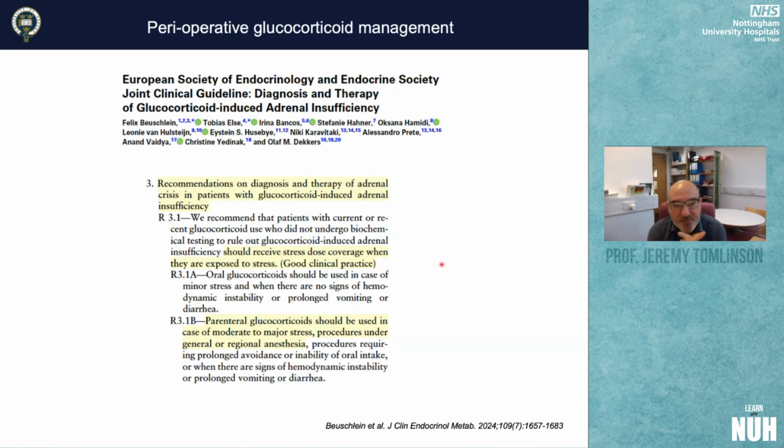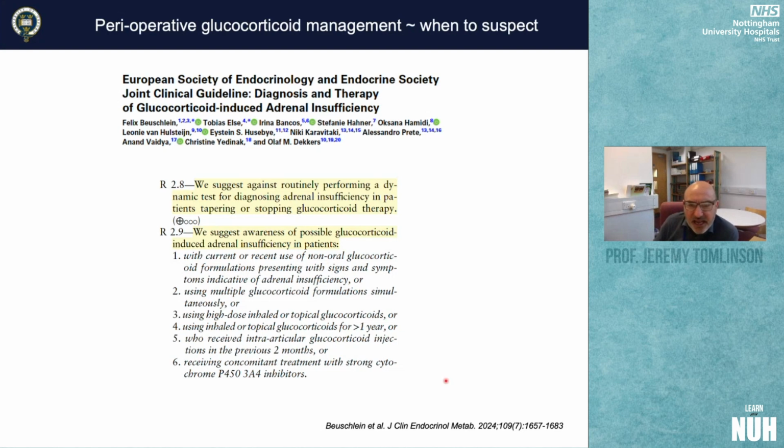And what do they recommend? Well, they recommend that patients with glucocorticoid-induced adrenal insufficiency should receive stress dose coverage when they're exposed to stress. That I think is very clear. But at times of major stress, and they include general or regional anaesthesia, parenteral glucocorticoids should be used. They did go on a little bit then to say, well, okay, how can you identify who the patients are? Because this is part of the issue. Who are the patients who've got glucocorticoid adrenal insufficiency?